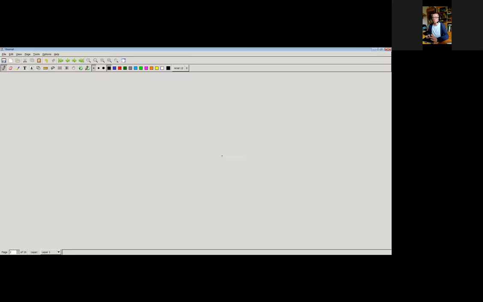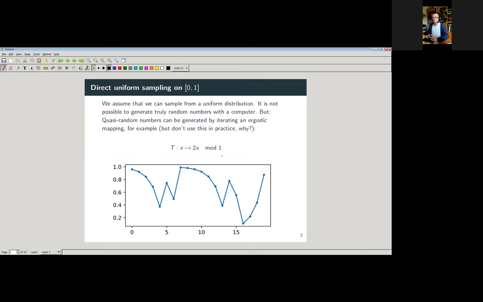Why is that? Uniform measures on 0, 1, it sounds a bit too easy. So why should we be able to sample from a uniform distribution? But this is something we have to do somehow. We can't just always pick the number 1/2 because that's not random.